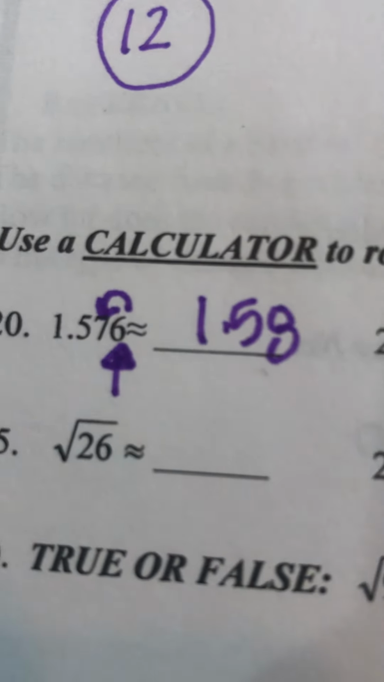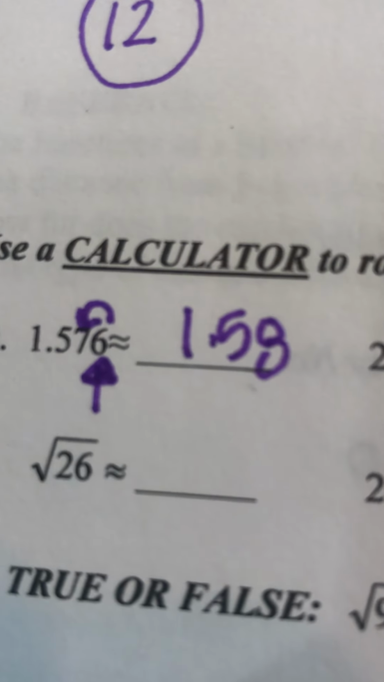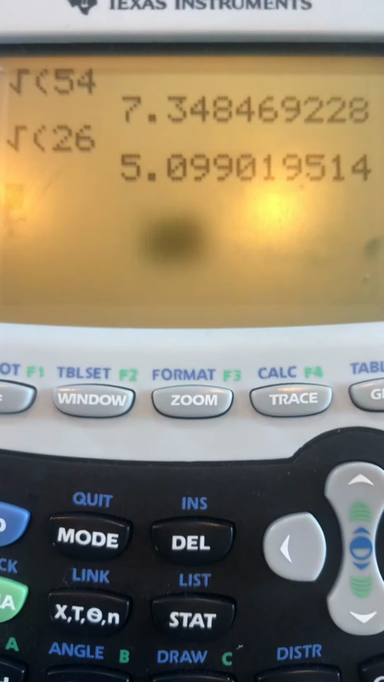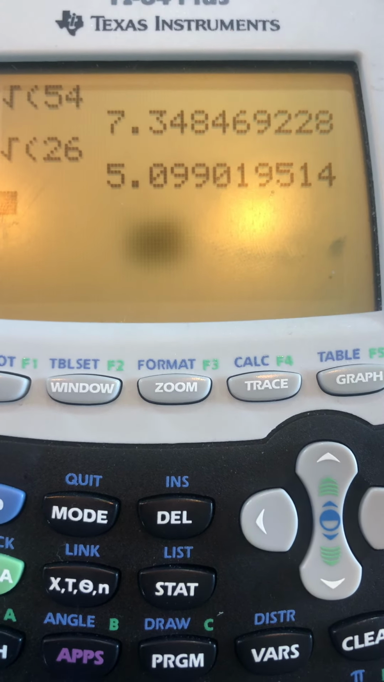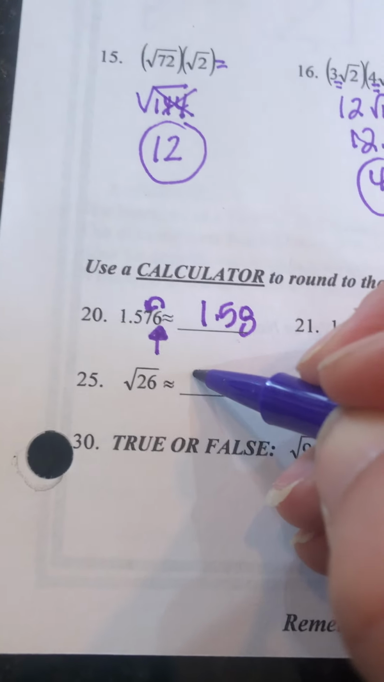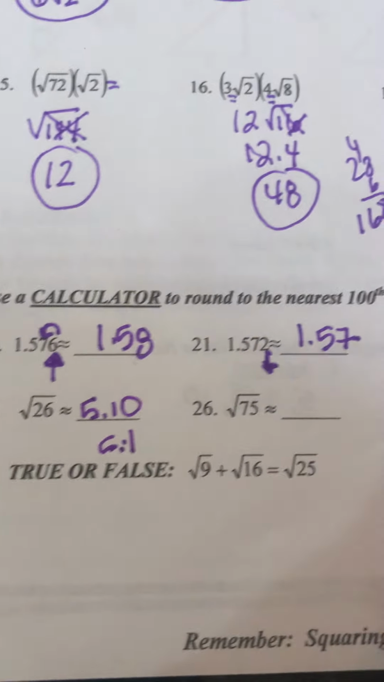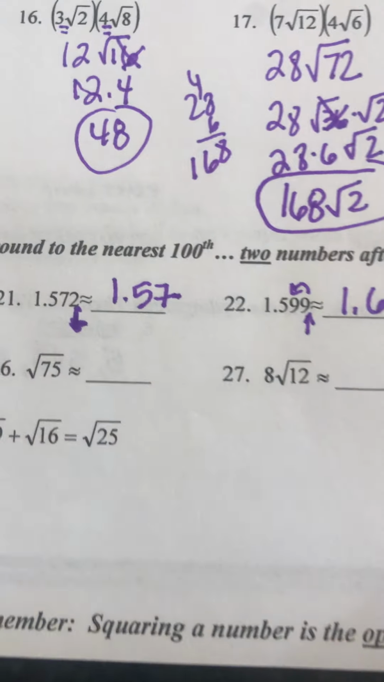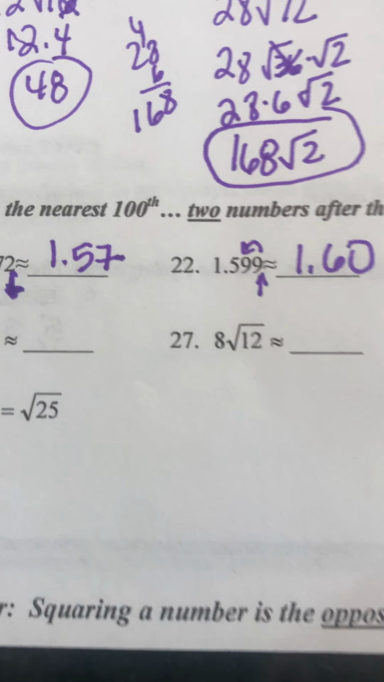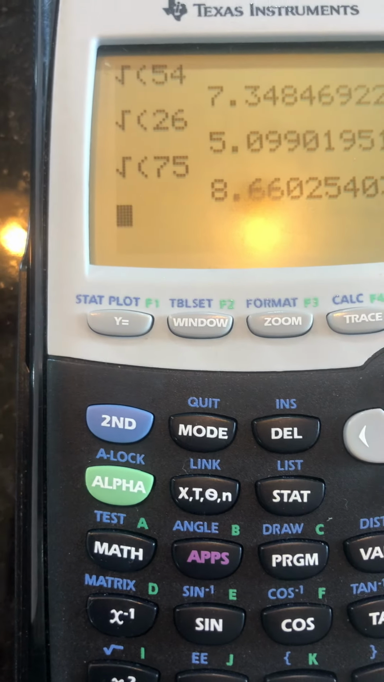Similarly, I'm going to do square root of 26 on my calculator, 5.099. That's going to round to 5.10. You could say 5.10 or you could say 5.1. It's the same. Similarly, square root of 75. Now I'm just typing it in. That one's 8.66.